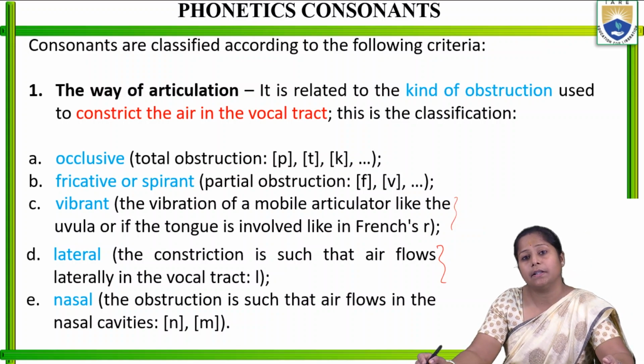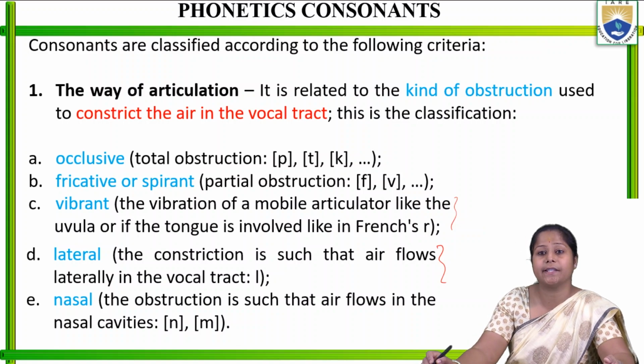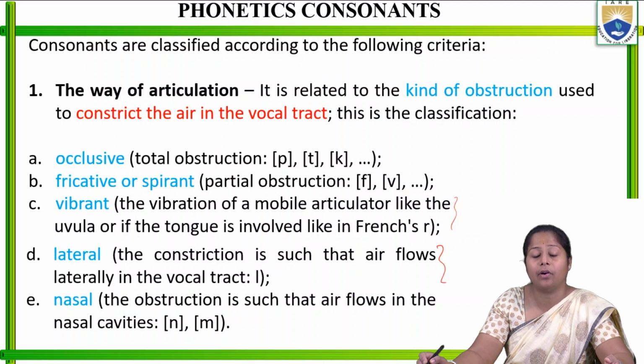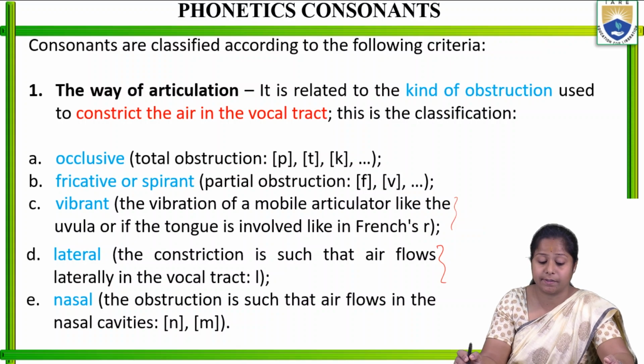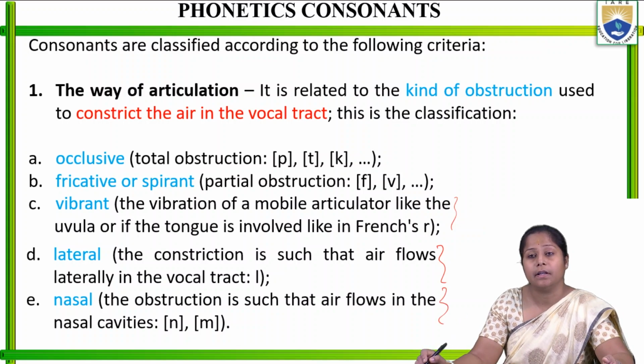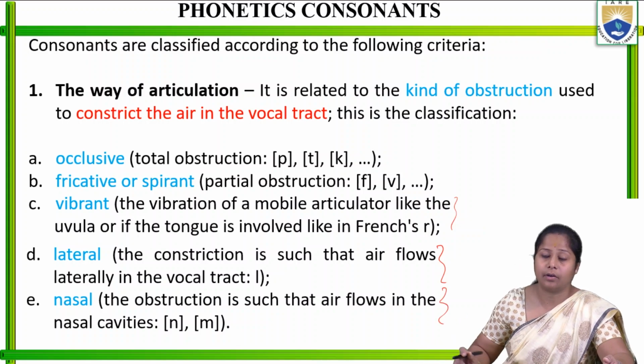Nasal articulation is created when the obstruction is such that air flows through the nasal cavities. Whenever the air flows with the help of the nasal cavities, sounds like n and m are produced in nasal articulation. So these were a few manners of articulation for consonants in phonetics.